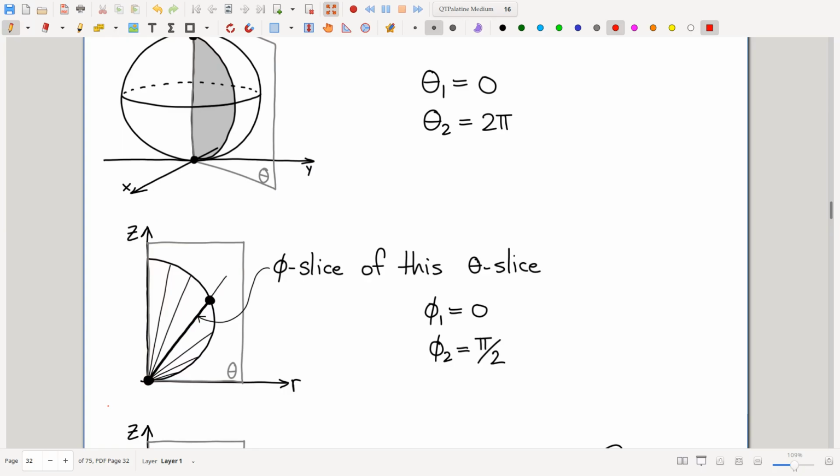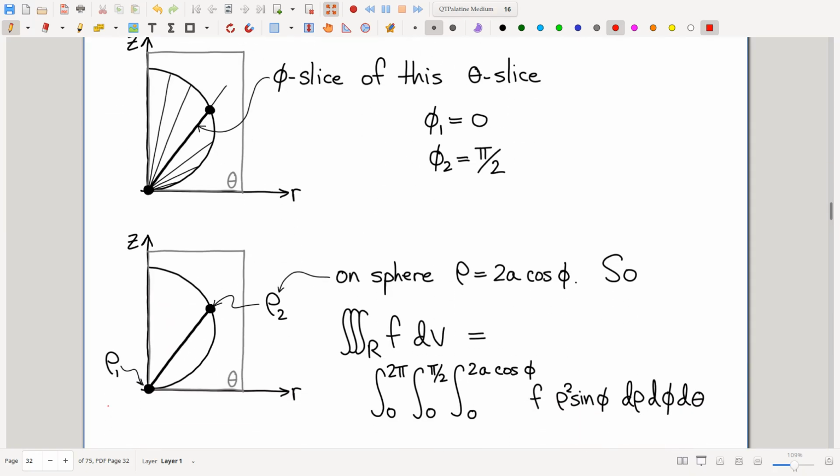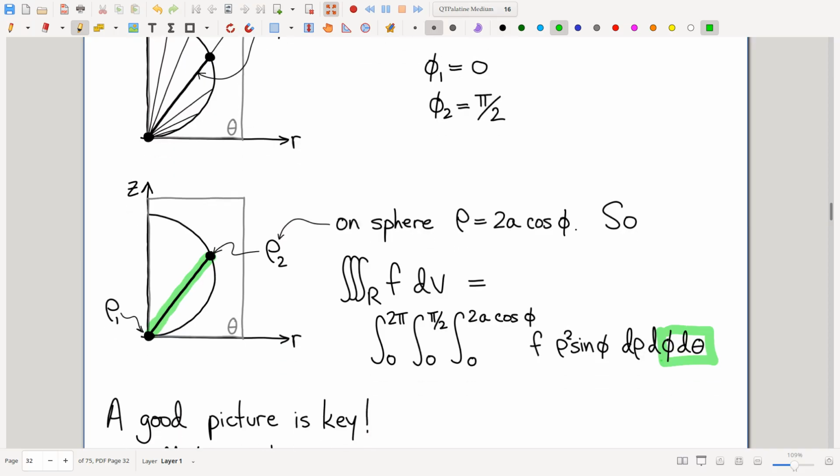Okay, is everybody good so far? We're almost there on this example. Last thing to do is to think about this phi slice of our theta slice. So fixing now both theta and phi, we want to think about the range of values of rho. Well, whoops, what's going on here? Oh, my thing dies at just a critical moment.